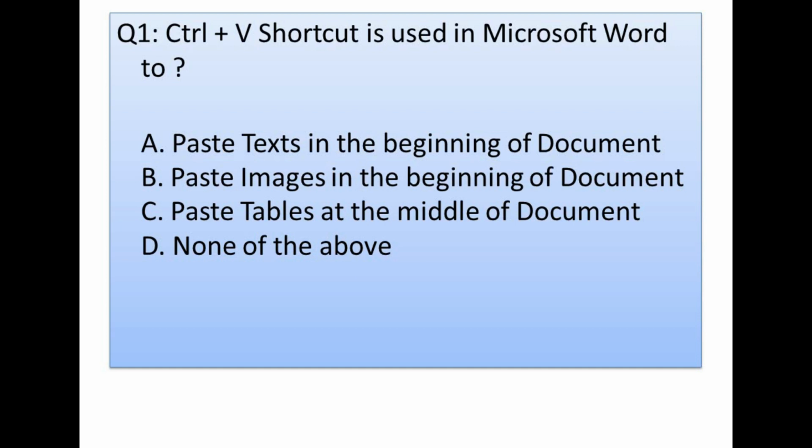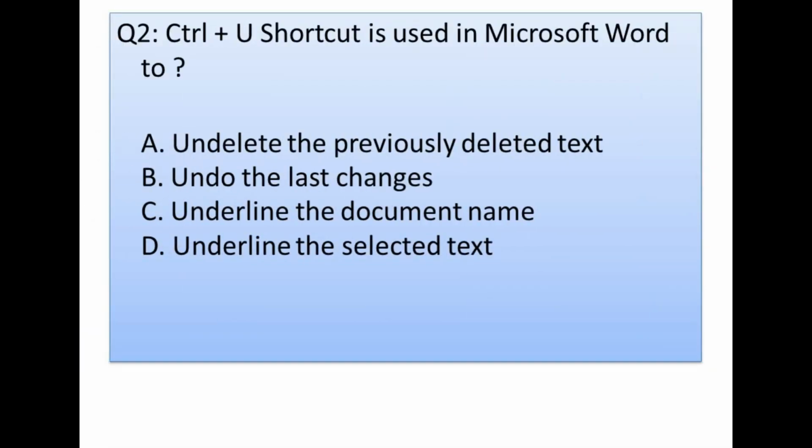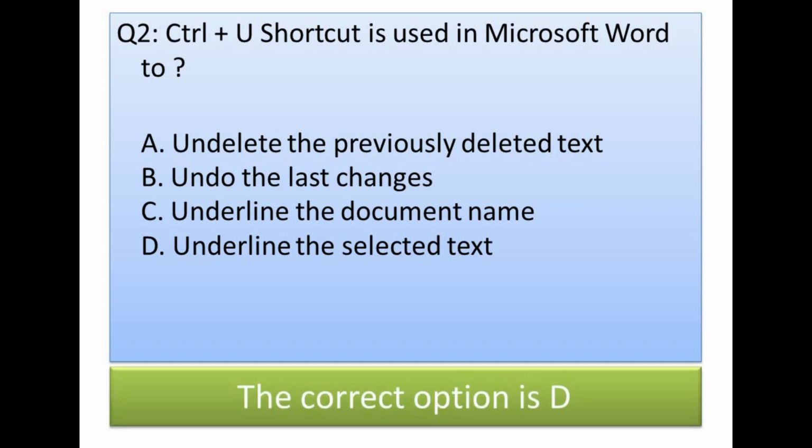Ctrl+V shortcut key is used in Microsoft Word to paste text in the beginning of the document, paste images in the beginning of document, paste tables at the middle of the document, none of the above. So the correct option is D. Ctrl+U shortcut key is used in Microsoft Word to undelete the previously deleted text, undo the last changes, underline the document name, underline the selected text. So the correct option is D.